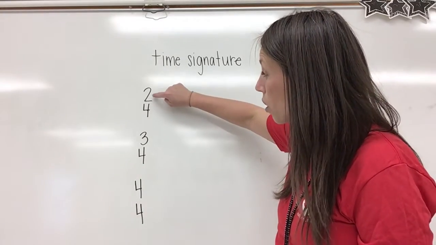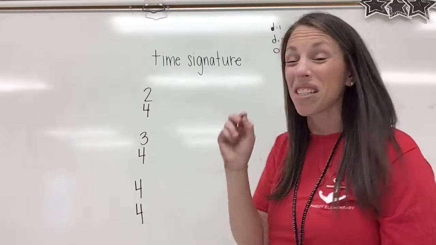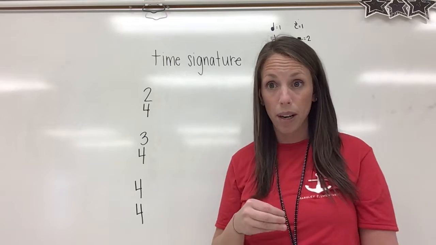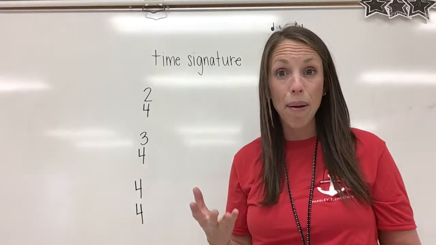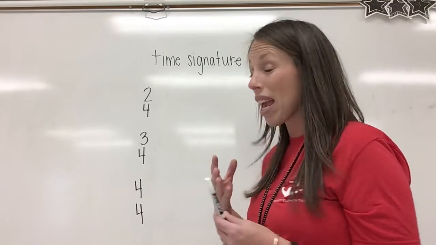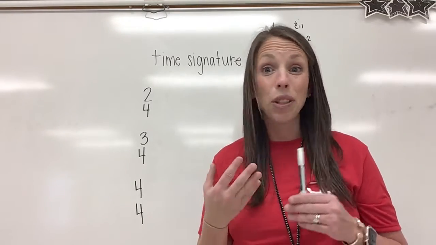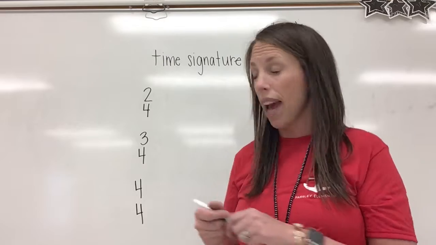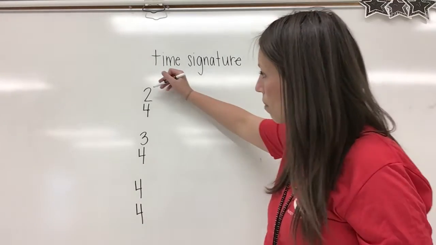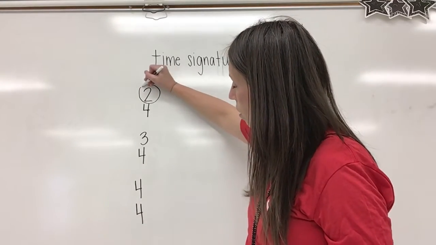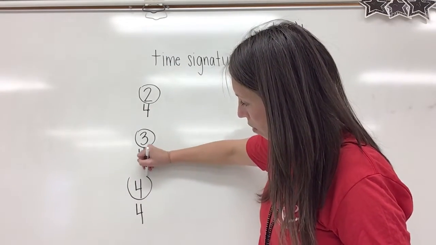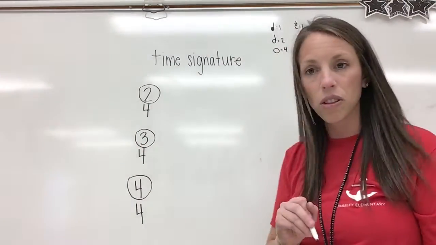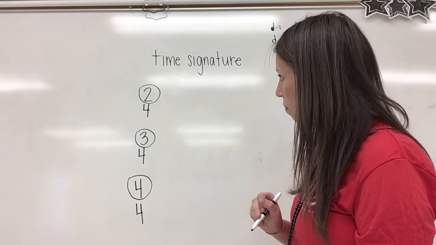have to look at this top number first. It's the most important because your measures have to have that many beats. You can't have less than that, and you definitely cannot have more than that. So sometimes I like to circle those top numbers just to help me out. So if you'd like to circle yours, you can too.